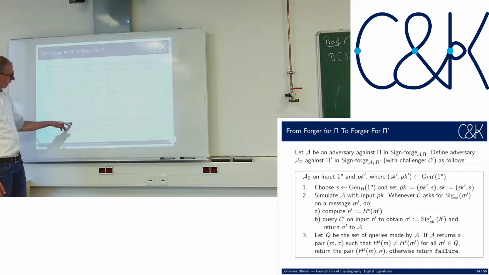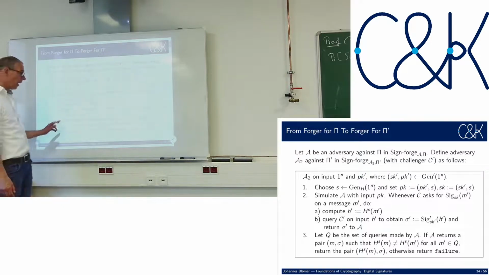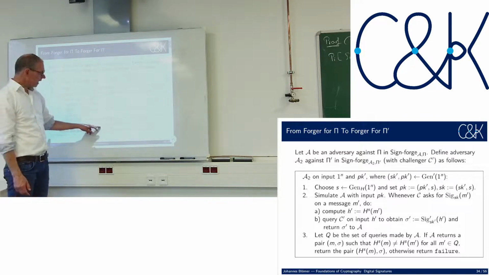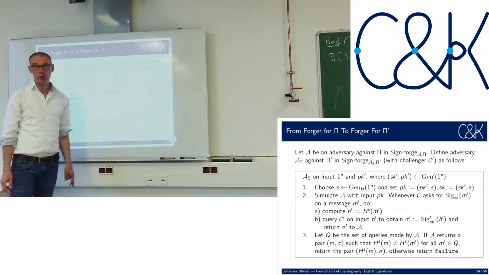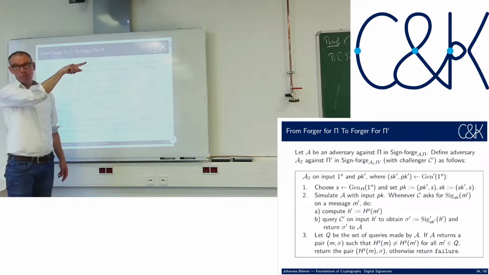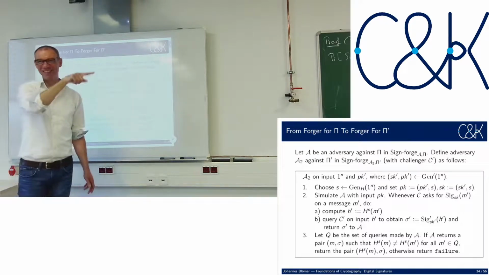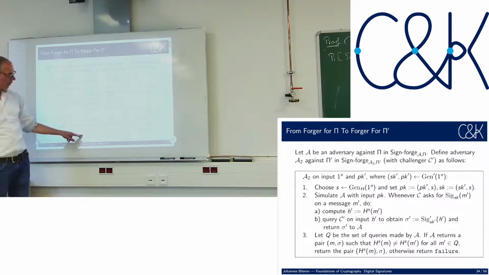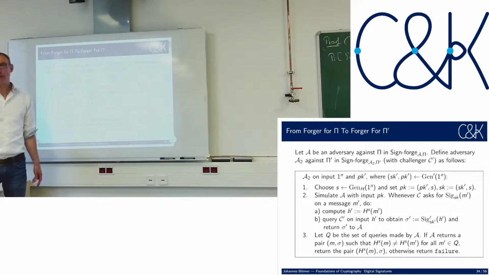Now, again, let Q be the set of queries made by A, and then if A returns a message M, sigma such that H of S M is not equal to H of S M prime for all M prime in Q, which implies that the M is not in Q, right? We return the pair H S of M, sigma, otherwise we return failure.